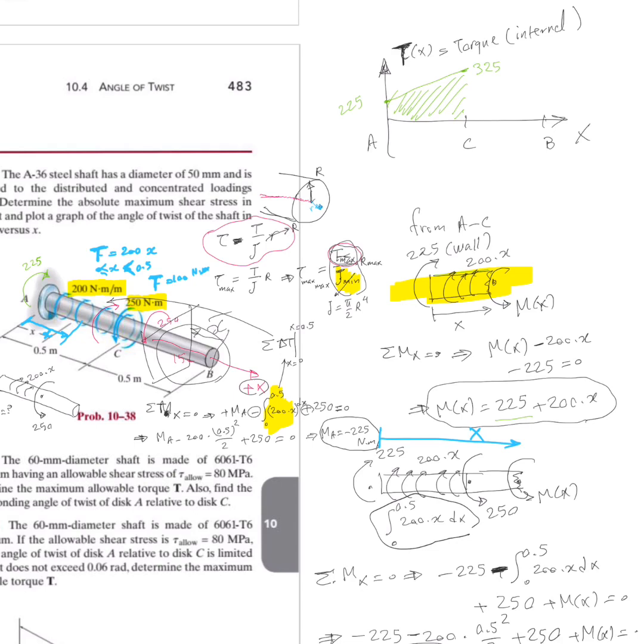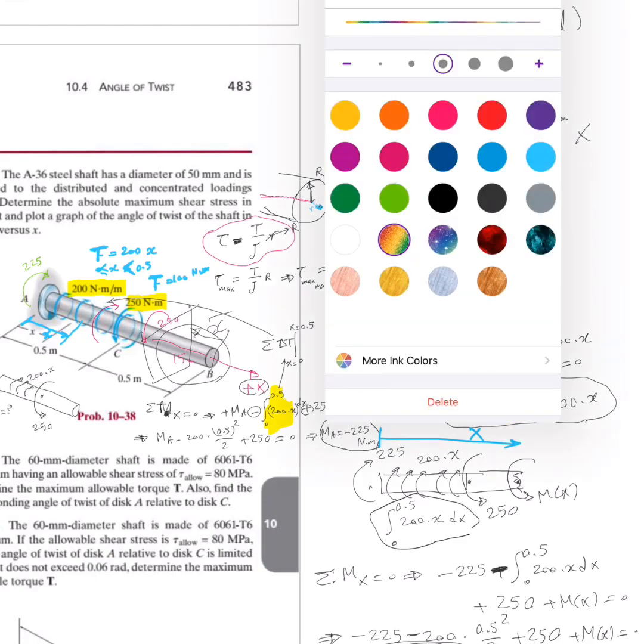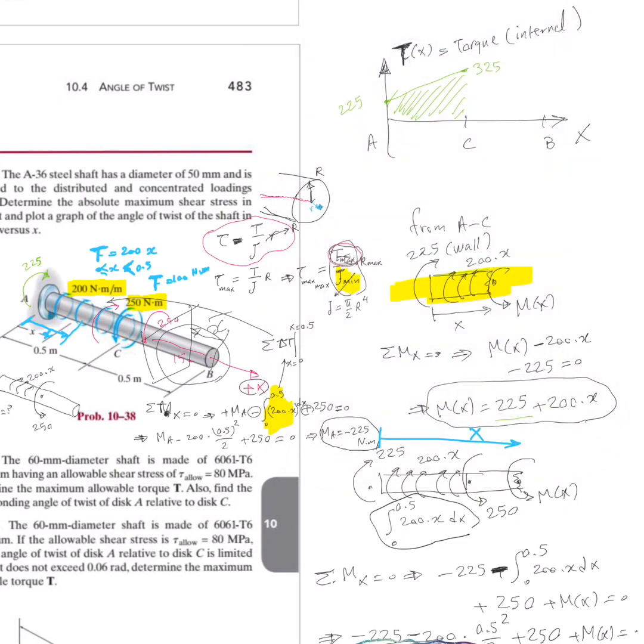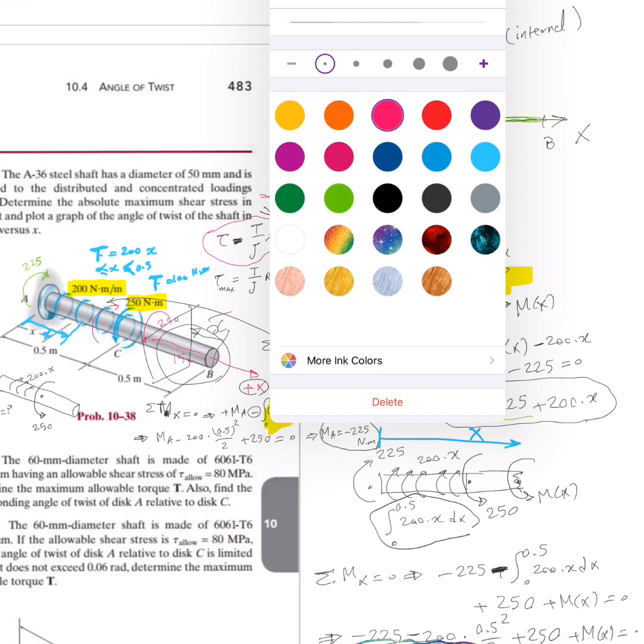So my couple moment distribution from C to B is what? It's 0. What does it mean? That means when I go to the diagram here, from here to here, the couple moment is 0. So what do you see? Where is the maximum couple moment? Internal torque. Where is the maximum? The maximum is right here.